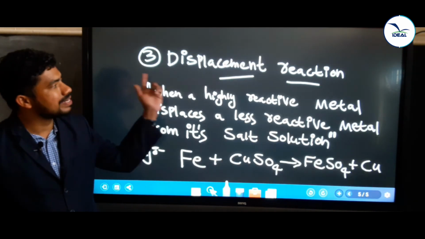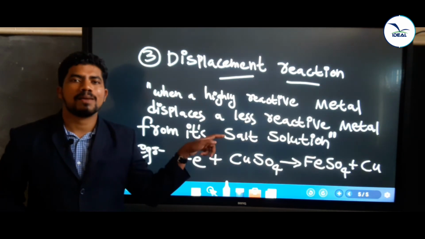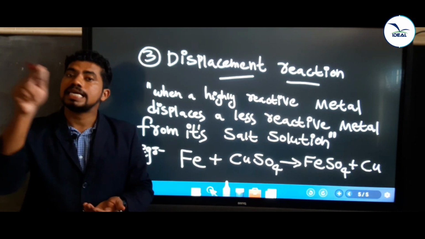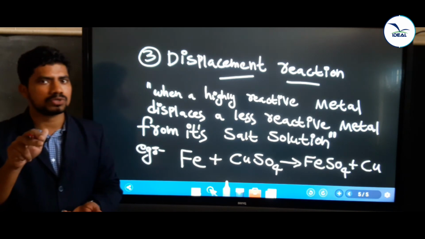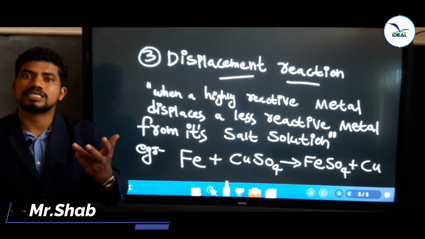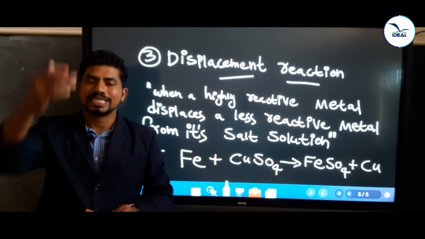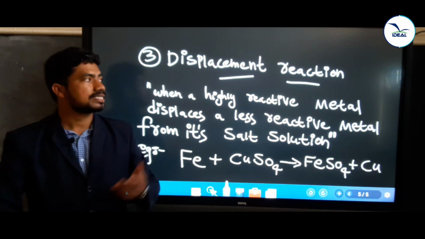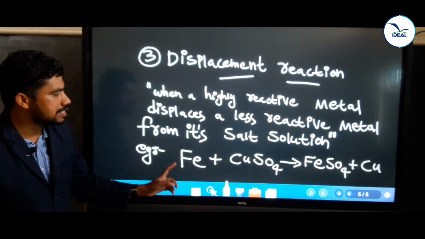Okay. Now we have displacement reaction. Actually, in displacement reaction, when a highly reactive metal displaces a less reactive metal from its salt solution, it is known as displacement reaction. We have a number of examples for displacement reaction. If you know the reactivity series, it is very simple for you to collect the chemical reactions which come under displacement reaction. I gave you one example.